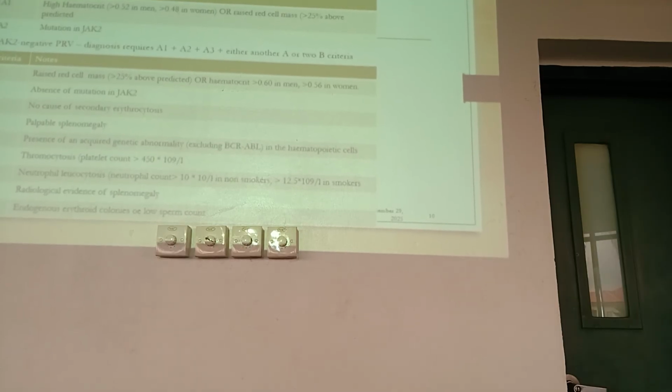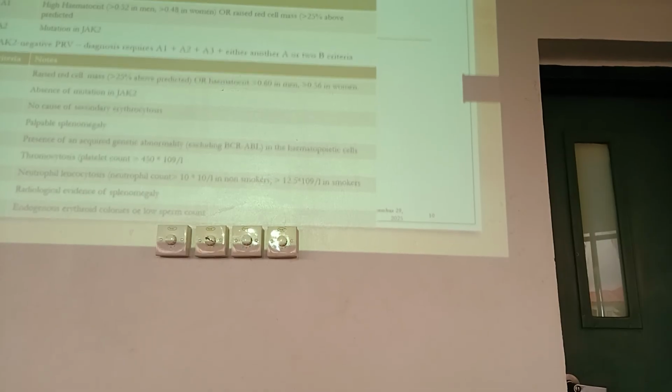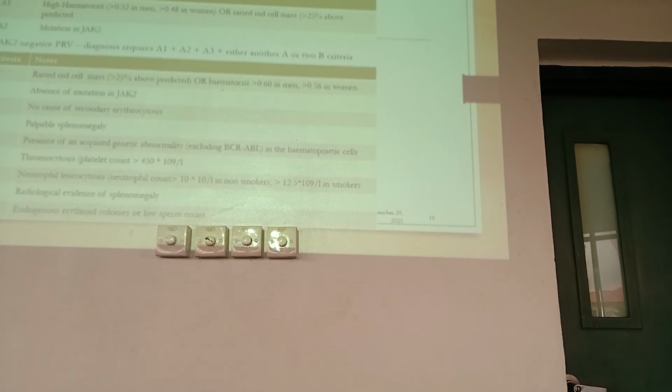The third criterion is that you can feel the spleen. I'm talking about JAK2 negative now. For JAK2 positive, just two criteria: JAK2 is positive, and PCV is greater than 52 in males, greater than 48 in females. You are good to go with the diagnosis. But for JAK2 negative, you need to check all this: presence of an acquired genetic abnormality. You have to exclude BCR-ABL, that is CML, that is causing the PCV to go up.